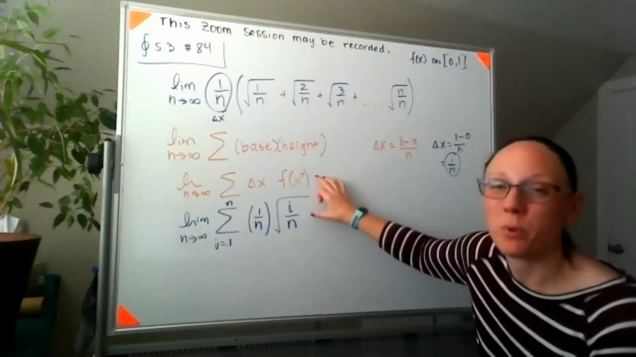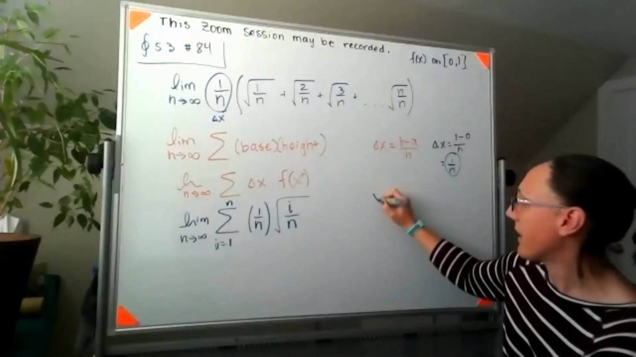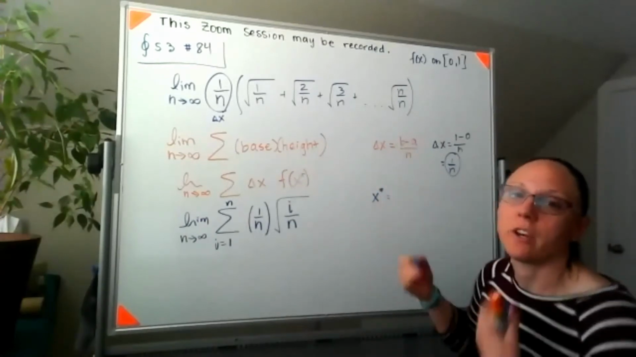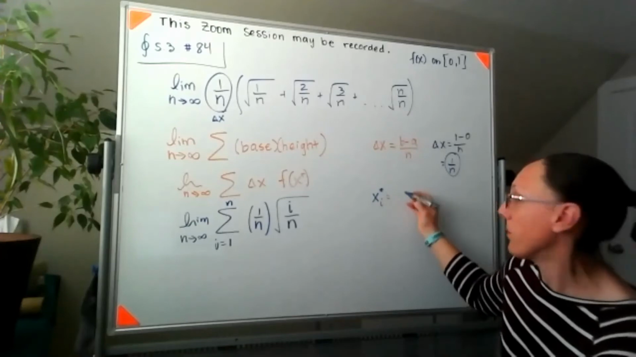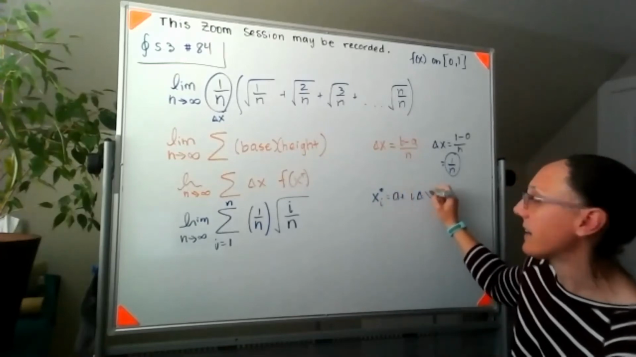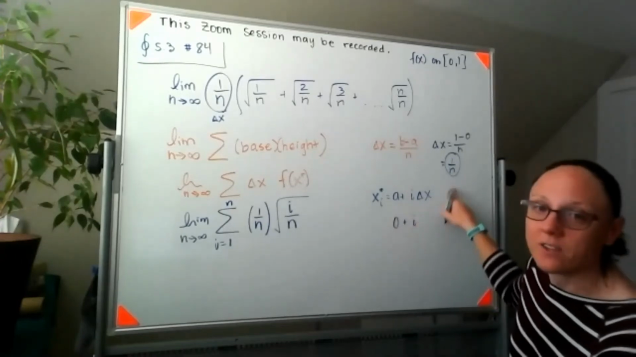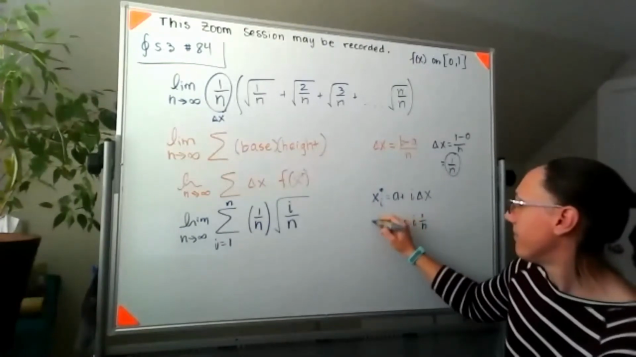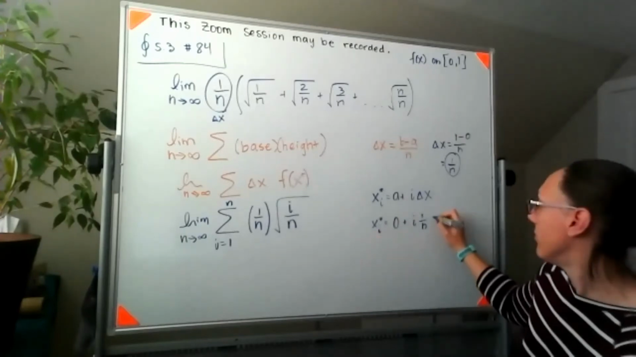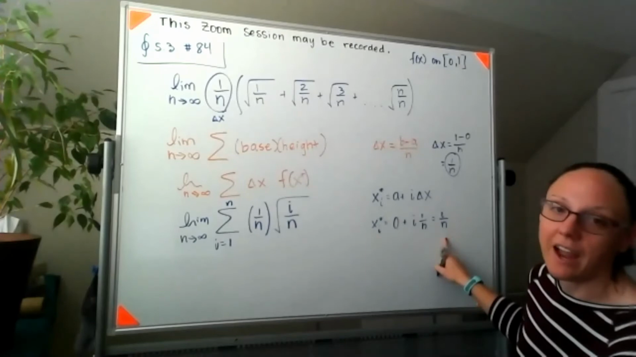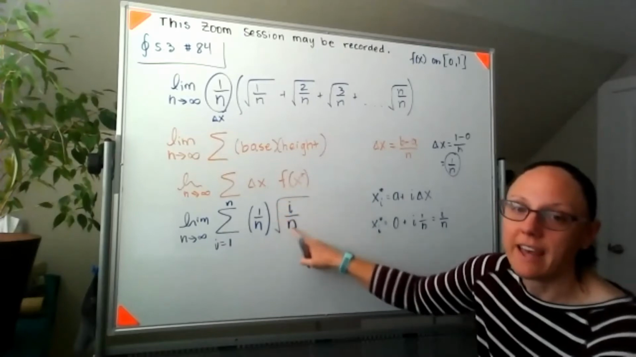So here, it's pretty straightforward to see what our function is if we remember that that x star, or that generic x value for the ith rectangle, in general has the formula a plus i delta x. And since our a is 0, and delta x was 1 over n, that means the x value at our ith rectangle is i over n. So I can work backwards here and say that this part is f of x.